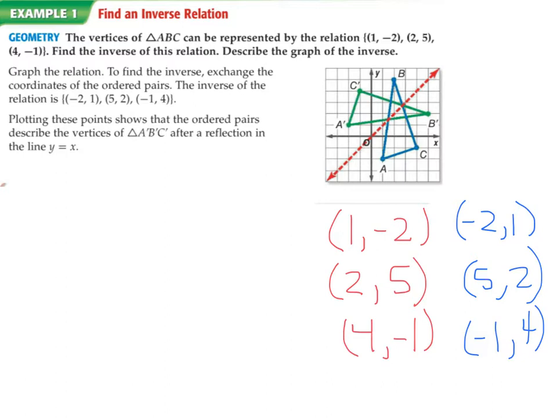And as you can see, that's exactly what they've stated here. They listed out the original points, and then they found the inverse of the relation just by switching those values. It also said to describe the graph of the inverse. If we plot these points, we can see that all of the points are going to be a reflection over the line y equals x.